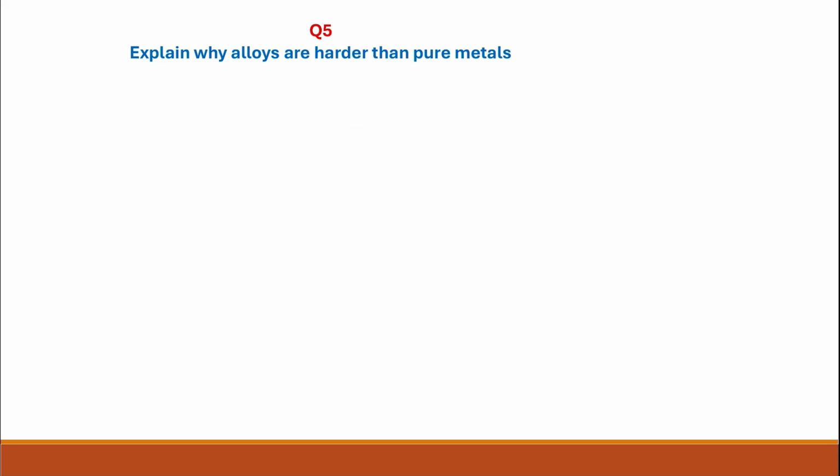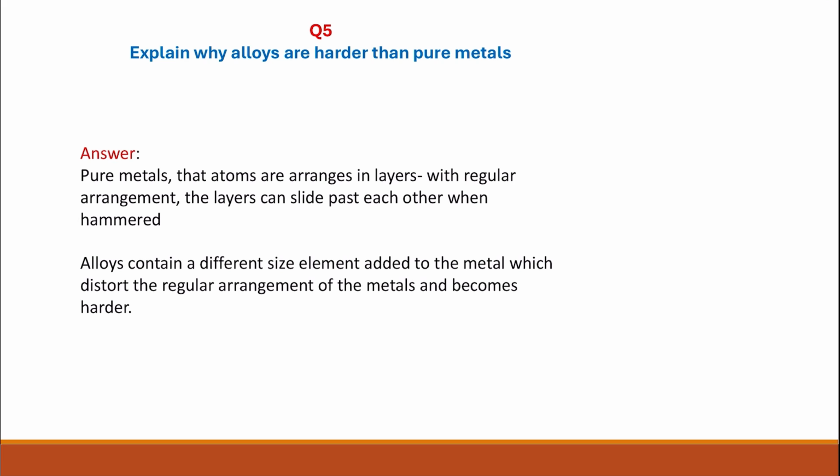Question 5. Explain why alloys are harder than pure metals. You need to compare the alloys and the pure metals. So in pure metals, the atoms are arranged in layers with a regular arrangement. The layers can slide past each other when hammered. They are not very hard. Alloys, on the other hand, contain a different size element added to the metal. This different size element will distort the regular arrangement of the metal, and the alloy becomes harder.